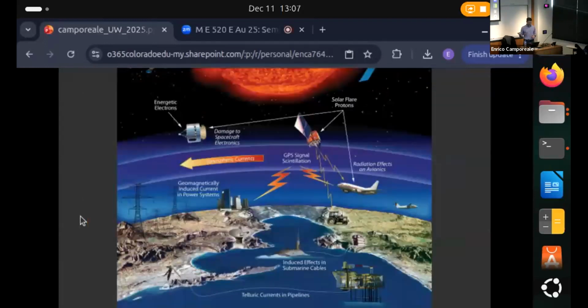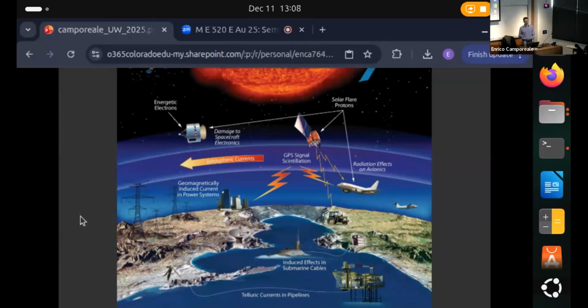This is another kind of very used or abused slide in my community, where you can see all kinds of effects of these space weather events. It's not very hard to imagine. A satellite can be knocked down or damaged by energetic electrons or ions. There can be radiation on polar orbits, especially. So there's an effect on avionics, GPS scintillation, all the way to the ground.